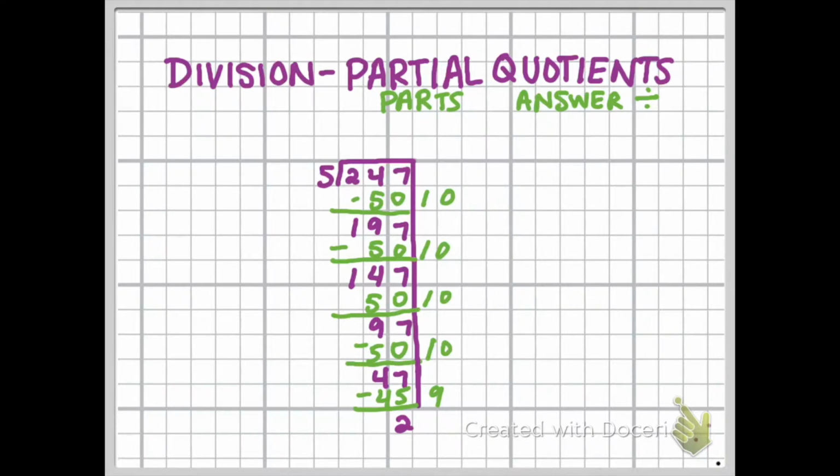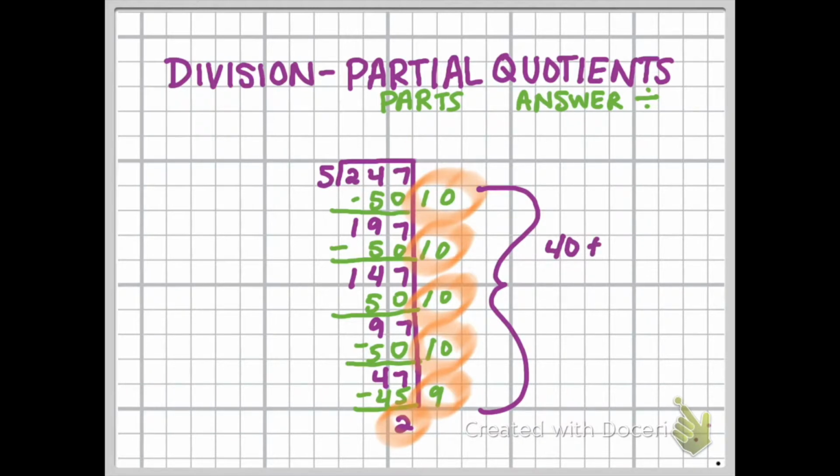So what do we do with these amounts that are off to the side? Well, these are what we call our partial quotients. In this case, we would take them and add them up. 10 plus 10 plus 10 plus 10 is 40. And add that to my 9 is 49. And we have a remainder of 2/5.